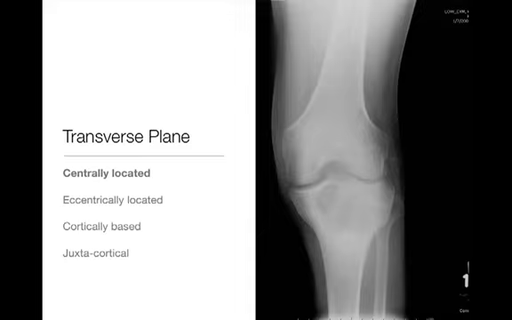So what we mean by transverse plane is whether the lesion is centrally located, as in this case, where we see this lesion which is centered in the proximal tibia right here, whether the lesion is eccentrically located, whether it's cortically based, or whether it's juxtacortical. So in this case, again, we have a geographic lytic lesion with a narrow zone of transition, non-sclerotic border, which is centered in the proximal tibia, in this case in the metaphysis and into the epiphysis as well. So this is an example of a centrally located lesion.